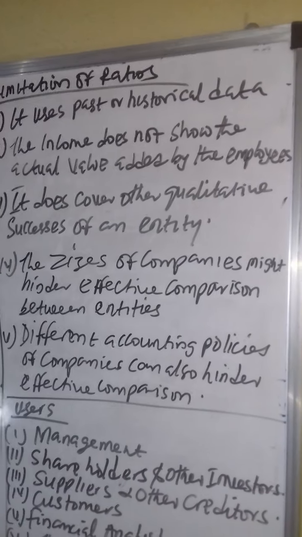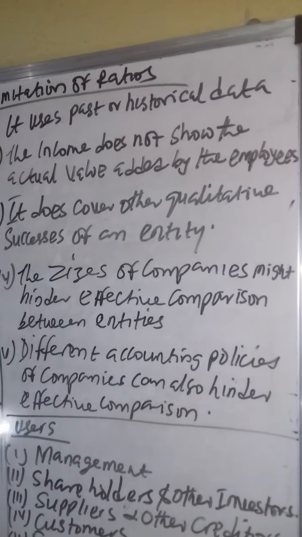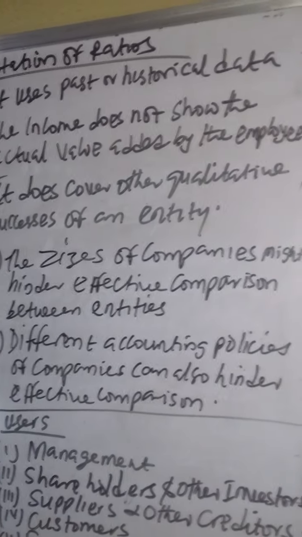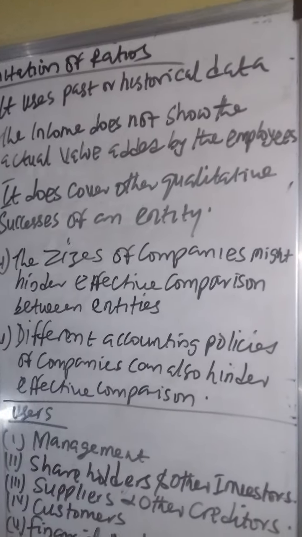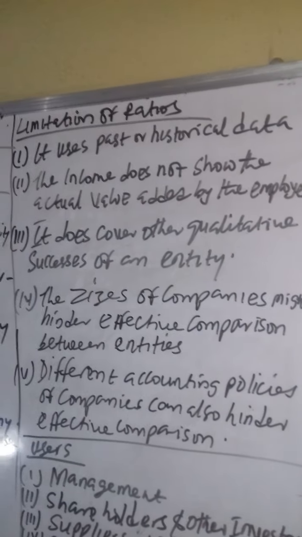Some entities are bigger, some are smaller in the same industry. So we have problem comparing the entities. Different accounting policies also is a hindrance to effective comparison. Are we together? Thank you. We'll move to the users now.